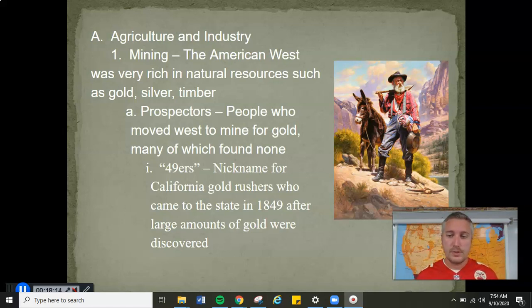We had a lot of those resources here within our lands, and especially as we continue to add more land to our country. So mining is going to be one of the biggest industries. Gold, silver, timber, not only for our usage, but we're also shipping those materials throughout the world. So one term, prospectors, you have kind of the grizzly old prospector here with his trusty old mule.